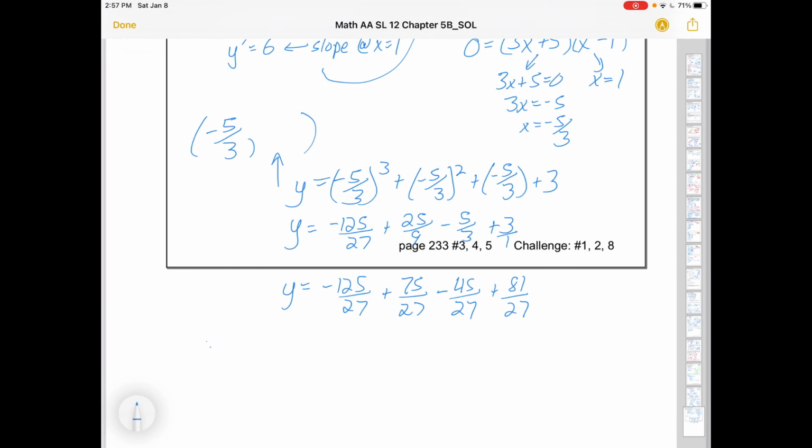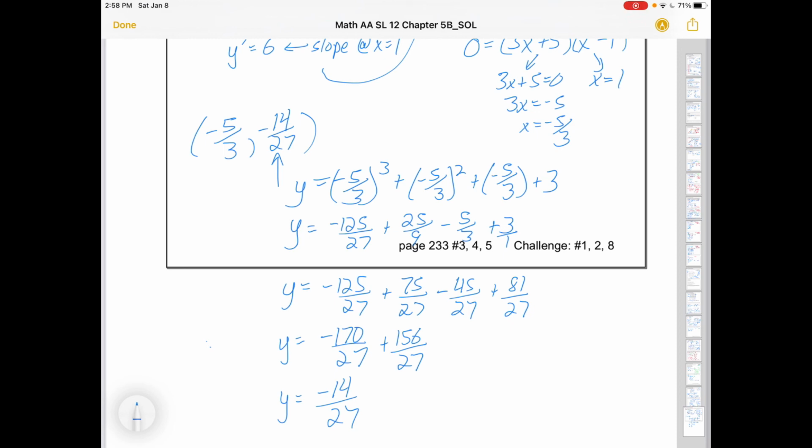Now sometimes what I like to do when I've got something that's kind of complicated is put all my negatives together and then all my positives together. So 75 plus 81 is 156. And then I can add this all up. So the difference is negative 14 over 27. That gives me my y value.